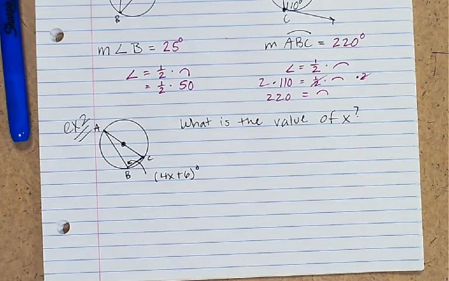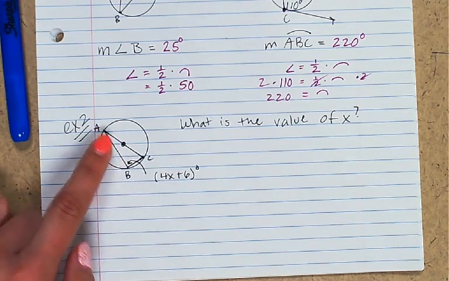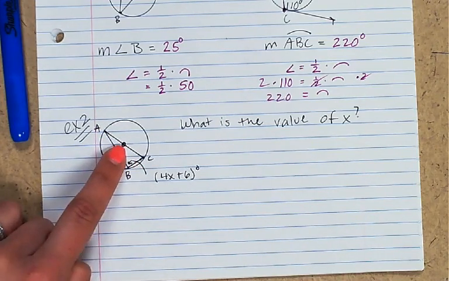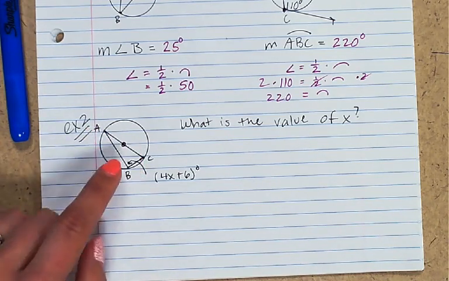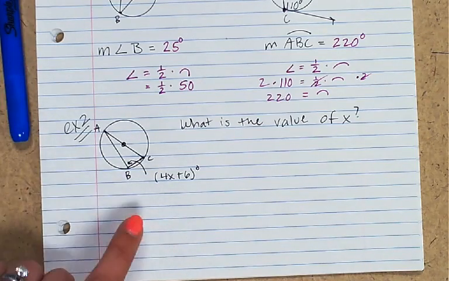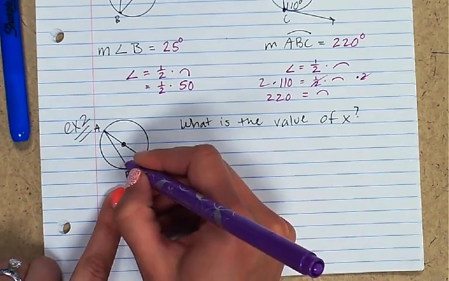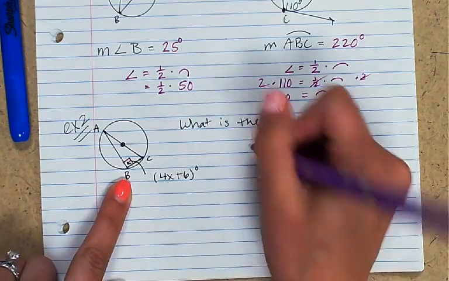So looking at example 2, it says, what's the value of x? So not a whole lot of information, but what I do see is that we have a diameter here. Okay, so AC goes through the center, which makes it a diameter, and then it makes this triangle ABC. So if you inscribe a triangle, that means put a triangle inside of a circle, and one of the legs is the diameter, then it has to be a right triangle. So this angle B here has to be 90 degrees.